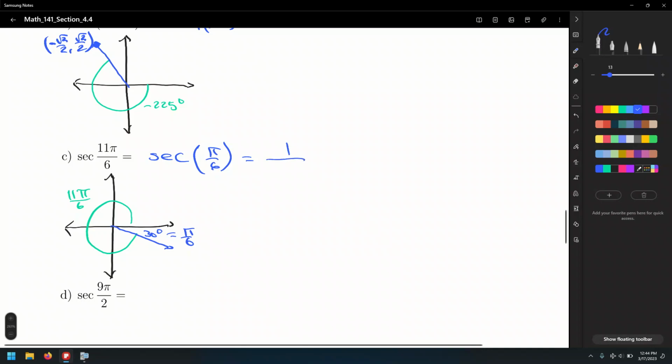Secant of pi over 6 is 1 over cosine of pi over 6. And cosine of pi over 6, from the unit circle, we know is root of 3 over 2. And that's one of those weird numbers, so dividing by a fraction, make sure to multiply by the reciprocal. That's 2 over the square root of 3. And rationalizing the denominator, we get 2 root of 3 over 3. All right?